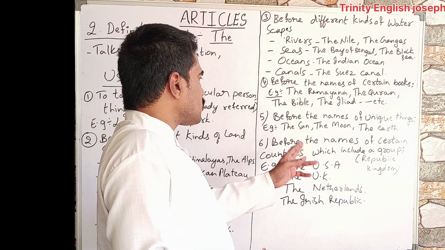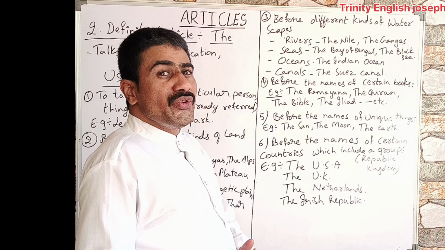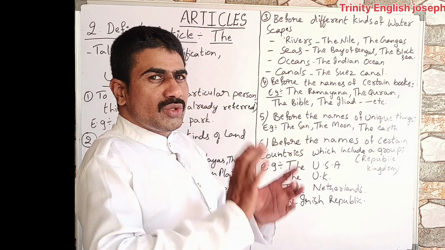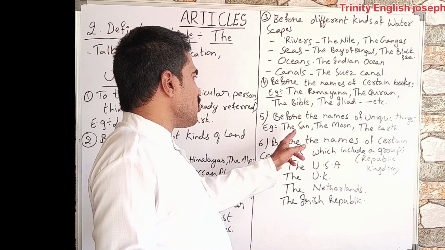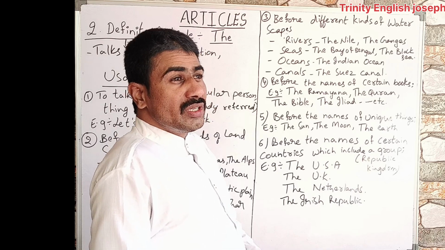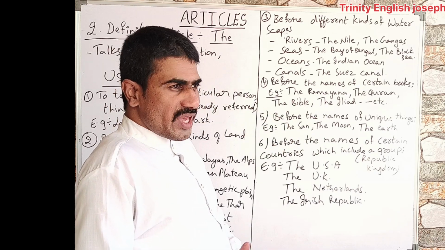So here the fifth usage is before the names of unique things. Unique means which is only one. If you look at these particular things, here you have the sun, the moon, the earth and all these things, they are unique. They have only one of their kind.